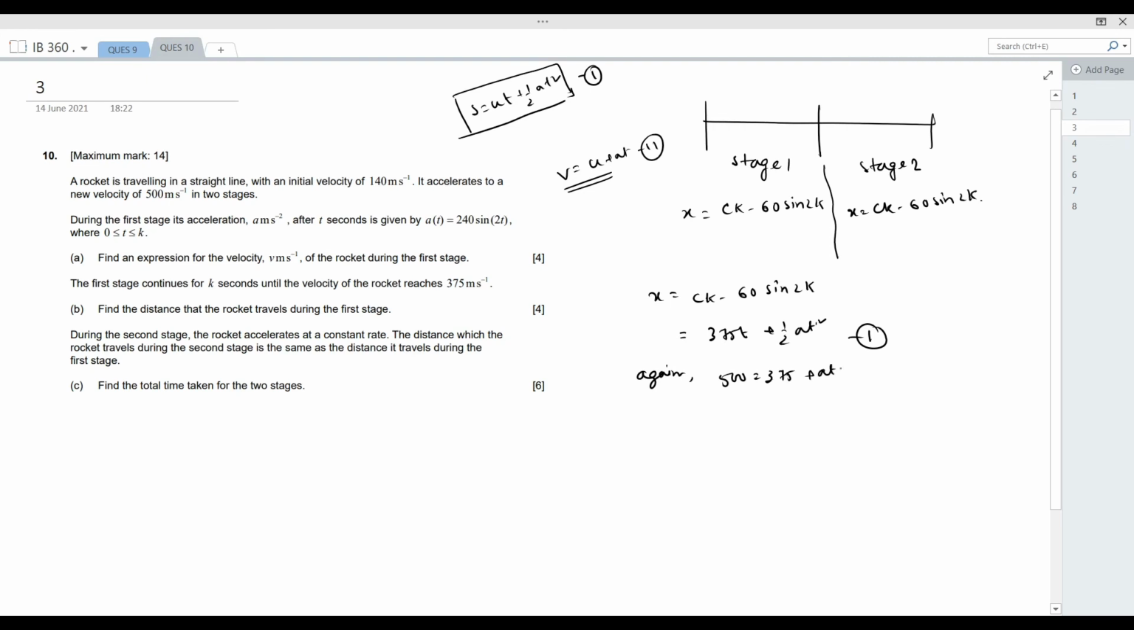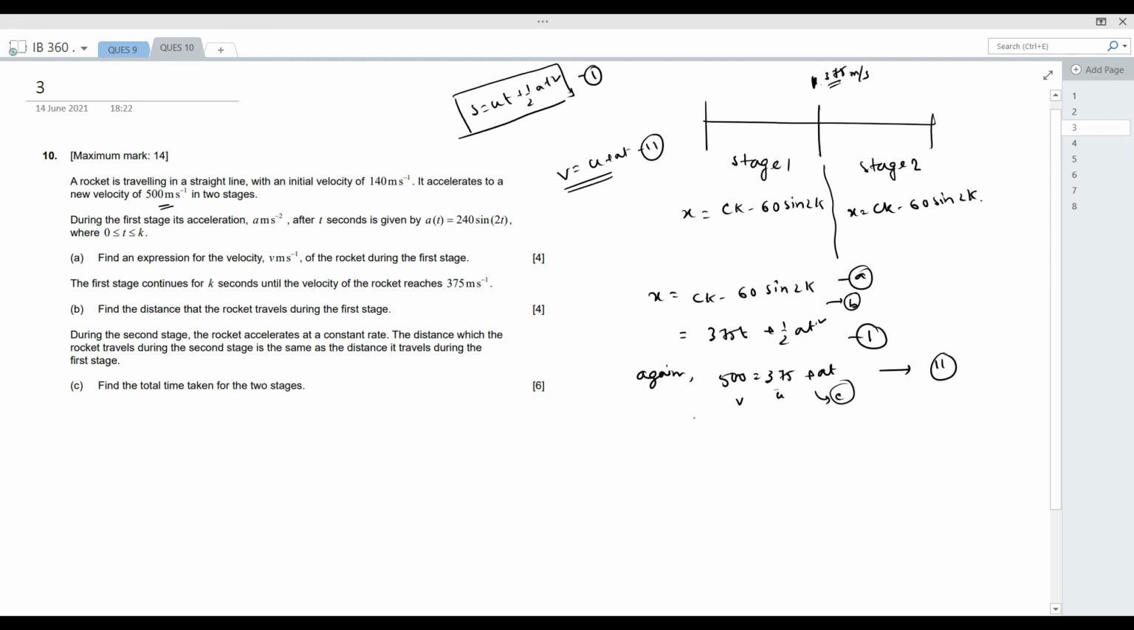From where am I getting this? It is from formula 2, that is v equals u plus at. V is 500, you can see from here, and u is 375, because when stage 2 is starting, the velocity is 375 meter per second. So u will be 375, v is this, and a is this. I am giving all the equations names: this is equation a, it is equation b, and this is equation c.